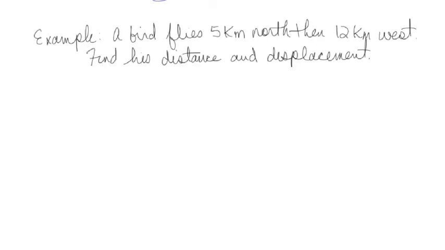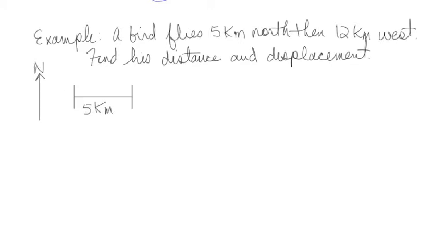Let's do a quick example to see how to calculate distance and displacement. We're starting with a simple example, and it's a bird who flies 5 kilometers north, then 12 kilometers west, and we want to find its distance and displacement. To do so, we're going to use a vector diagram.